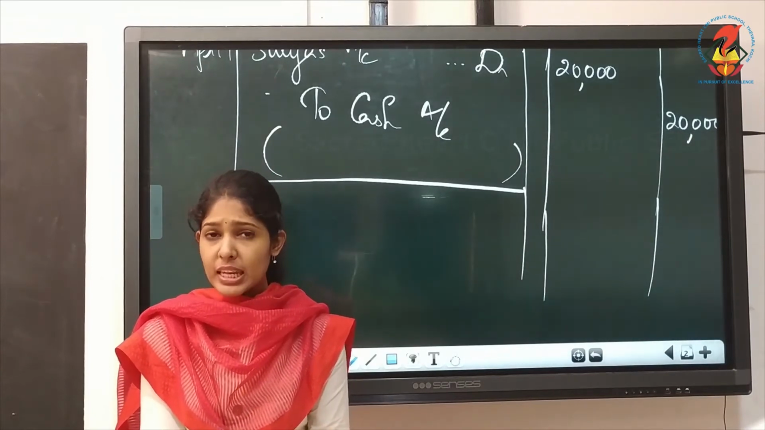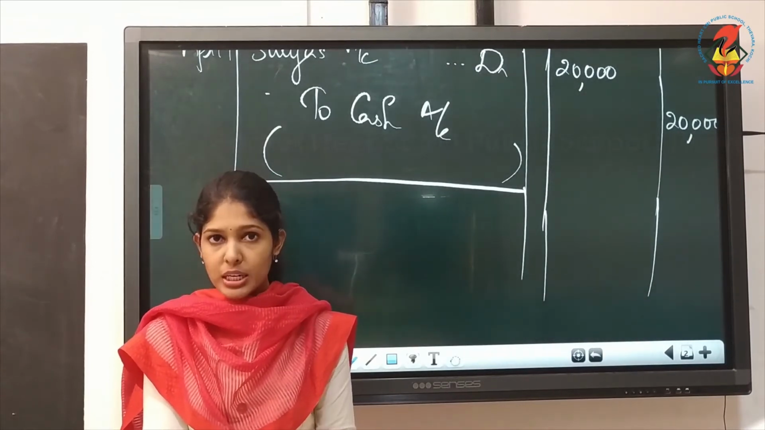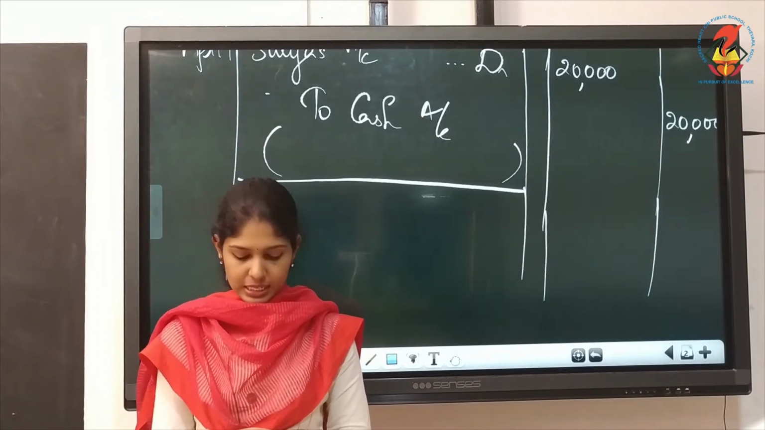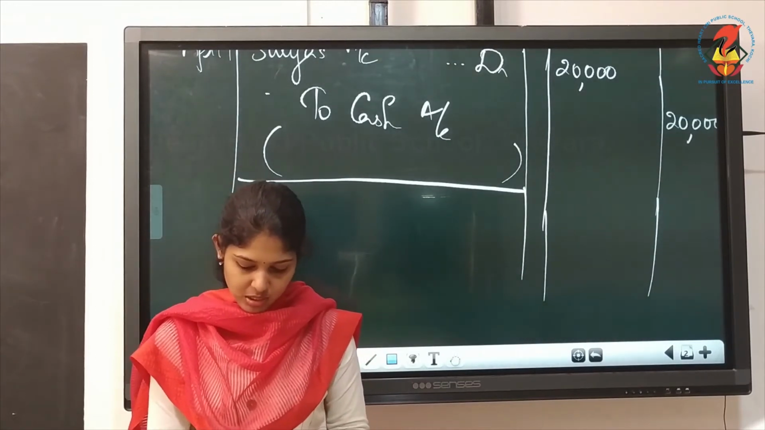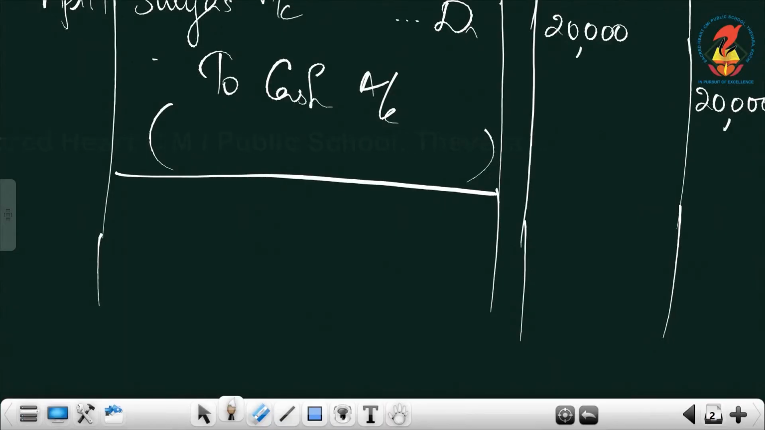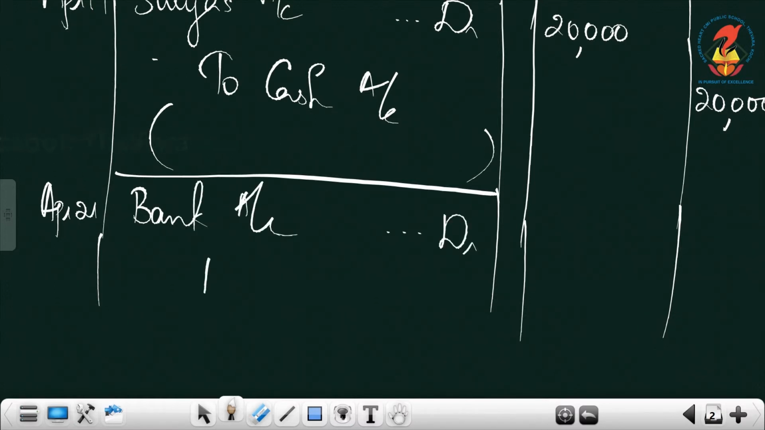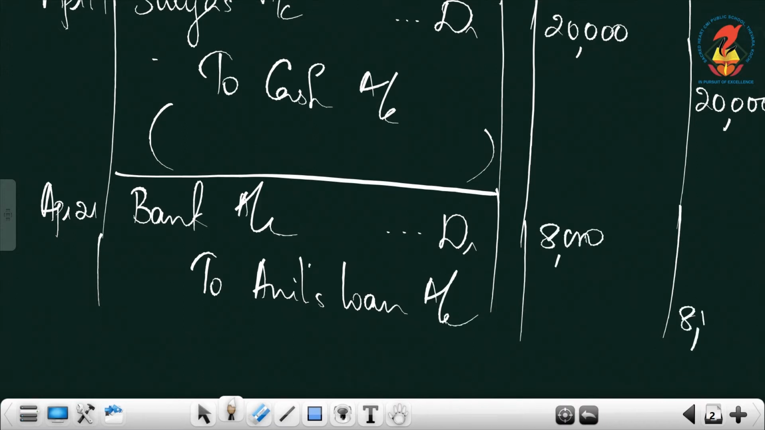There is no need of any GST to be recorded there. So you write the basic entry. The date is April 21st. Amount is 8,000. So bank account debtor to Anil's loan account, 8,000.